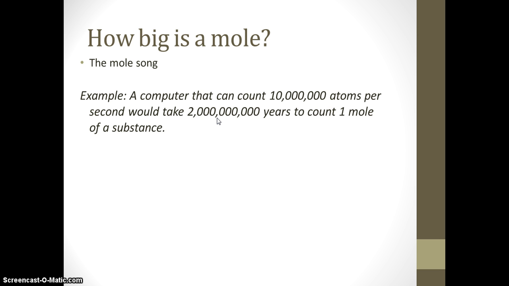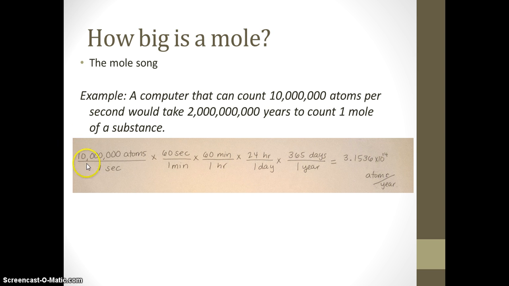Okay, so hopefully you were able to do the unit analysis. Let's see how this is solved. We start here with 10 million atoms per second. That's the rate at which this computer is counting. And we want to change the seconds into years. So we start here. Our second step will be to write down how many seconds are in 1 minute. So that's 60 seconds per minute.